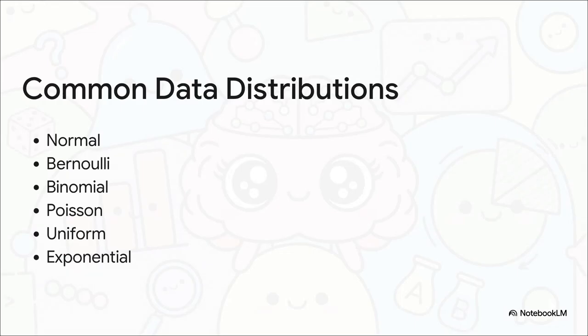Now, data isn't just one big blob. It comes in all sorts of shapes and sizes. You've probably heard of the famous bell curve or the normal distribution. That's what things like human height often look like. But then you might have something totally different, like the number of emails you get in an hour, which might follow what's called a Poisson distribution. The key takeaway here is that recognizing these patterns is so important because it dictates which tools from our statistical toolbox we're going to use.